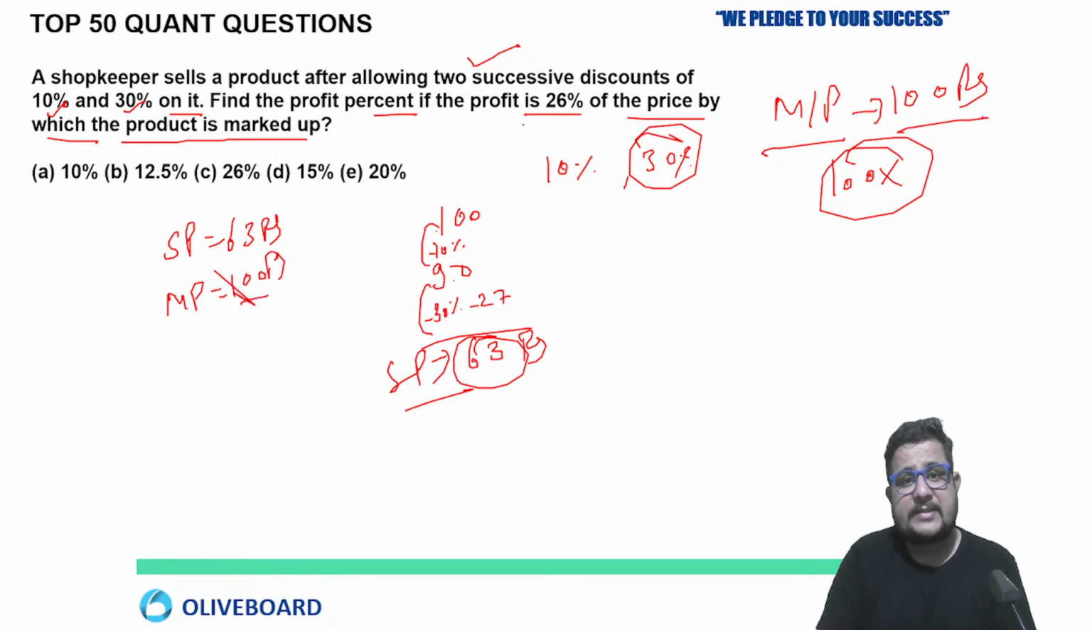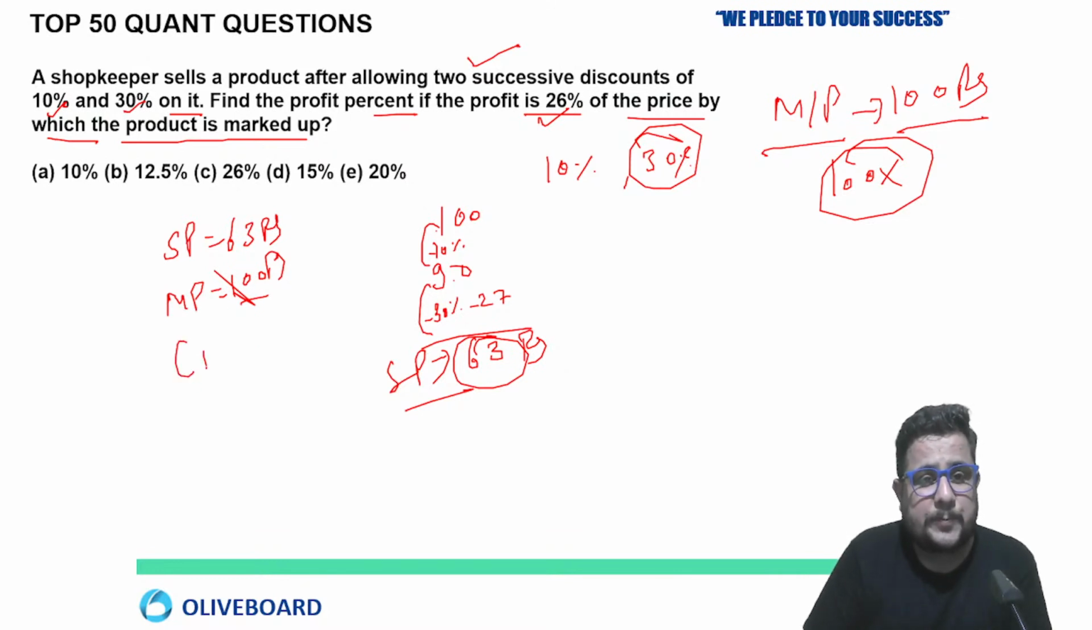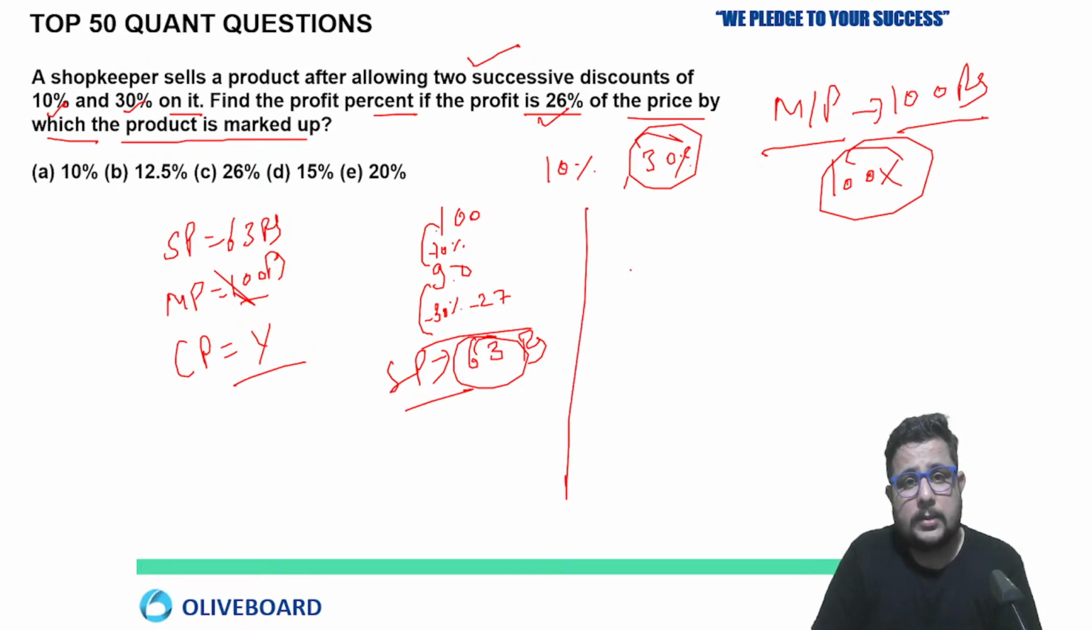The profit percent is 26% of the price at which the product is marked up. This is what is given. So we can say that cost price we don't know, that is y. Now SP we don't know what it is going to be, but how can we say that 63 minus y will get you the profit or not? 63 minus y, selling price minus cost price equals profit, or not?